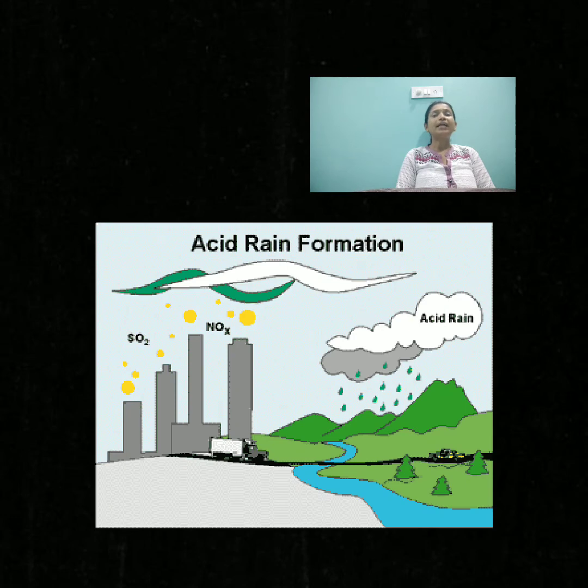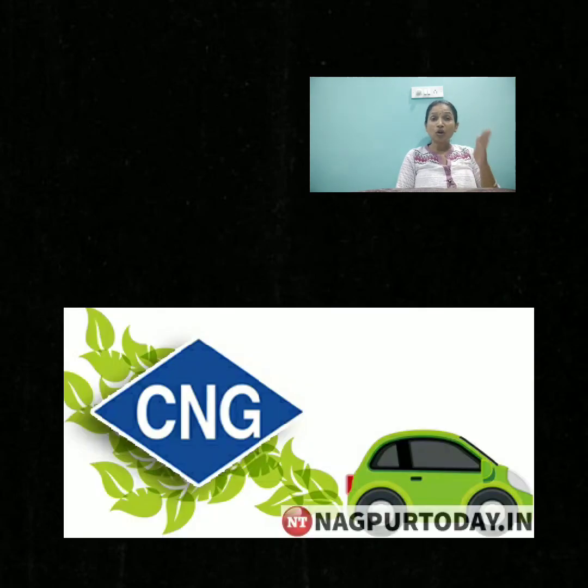Oxides of sulfur and nitrogen dissolve in rainwater and form acids. Such rain is called acid rain. It is very harmful for crops, buildings and soil. I want to say one more thing. It is harmful to all over the earth. We can use CNG, that is compressed natural gas, instead of diesel and petrol as fuels, because CNG produces a small amount of harmful products.